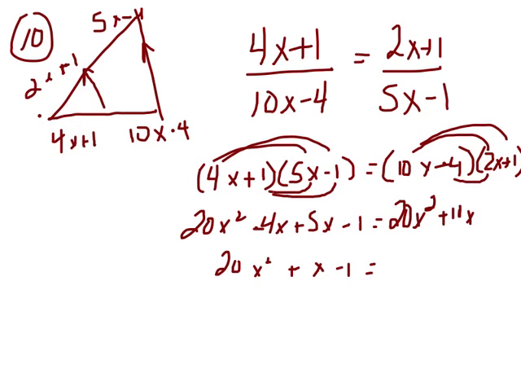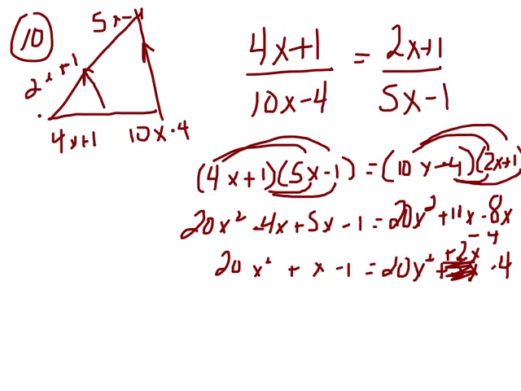Negative 4 times 2x is negative 8x. And negative 4 times 1 is negative 4. And let's see, that cleans up to 20x squared. 11x minus 8x is 3x. Huh? It's 10x. Oh, did I misread my own writing? Yeah, it is 10x. So 10x minus 8x is, thank you for catching that, 2x, right?